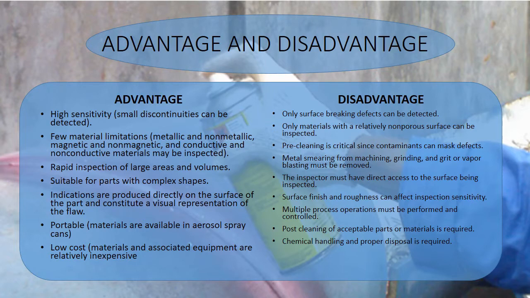Disadvantages: only surface-breaking defects can be detected. Only materials with relatively non-porous surfaces can be inspected. Poor cleaning is critical, as contaminants must be removed. Metal smearing from machine grinding and grit or vapor blasting must be removed. The inspector must have direct access to the surface being inspected. Surface finish and roughness can affect the inspection sensitivity. Multiple process operations must be performed and controlled. Post-cleaning of accessed parts or materials is required. Chemical handling and proper disposal is required.